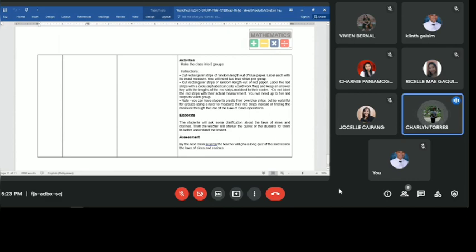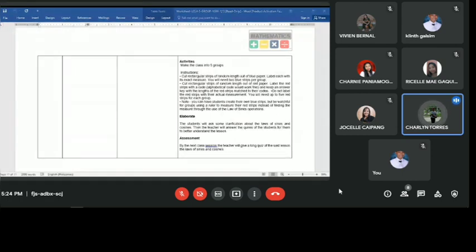So you can have students create their own blue strips, but be watchful for groups using a ruler to measure the red strips instead of finding the measure through the law of sines operations. For the elaboration, the students will ask for some clarification about the laws of sines and cosines. Then the teacher will answer the queries of the students so they can better understand the lesson.